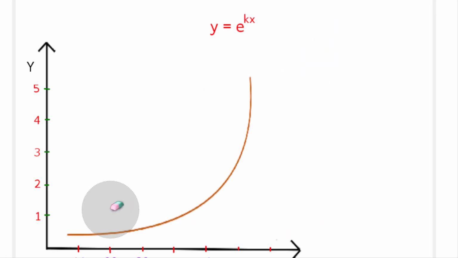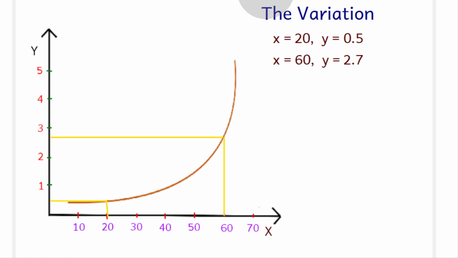This is an exponential graph which is exponentially increasing. For x equal to some value 0.5, we have y as 10, and as we increase the value of x to 5, y becomes almost 60. So this is an exponentially increasing graph. It satisfies the relation y equal to e raised to kx, where k is some constant. You can see the variation here. When y was equal to 0.5, x was equal to 20. When y became 2.7, x became 70. This is the variation we are getting.